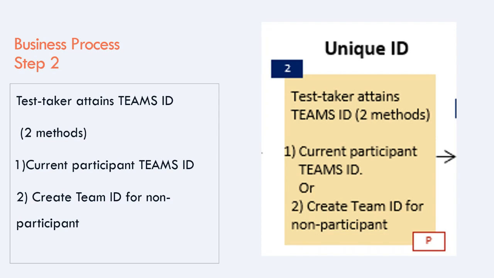So there's going to be two methods. One, let's just say this is a current or a former participant and they already have a TEAMS ID number. That's great. Or you can create a TEAMS ID number for a non-participant. And the way that works is you don't have to do a PEARL, you don't have to do an enrollment form, but you will have to come up with a process that's going to give you the minimum elements needed to create a TEAMS ID number.